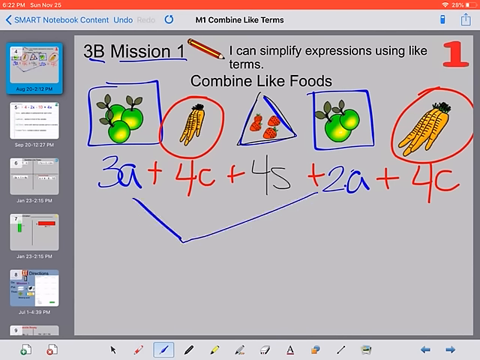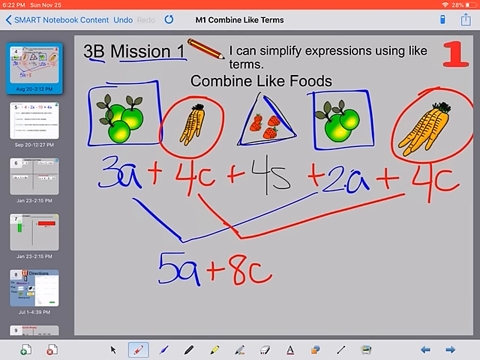My 2 apples and my 3 apples, total we have 5 apples, so 5A. Notice the number is what we're adding together. The A does not change. It's still an apple. Then our 4 C's, these 4 carrots plus these 4 carrots give us a total of 8 carrots. Plus we also have in our basket our strawberries, and there was only one group of strawberries, those 4 strawberries right there. So this is our answer.